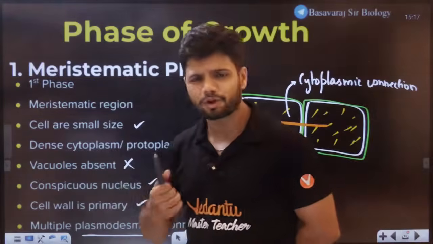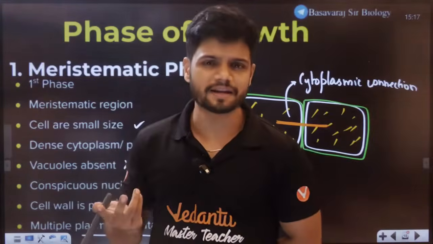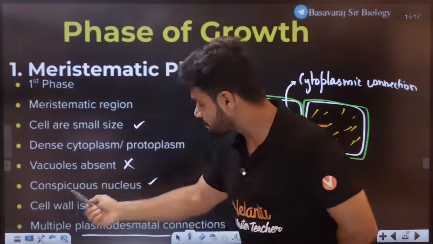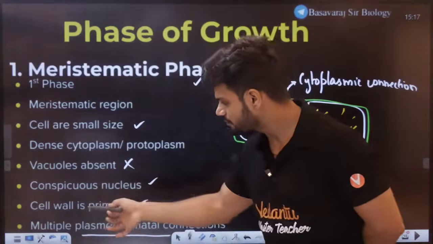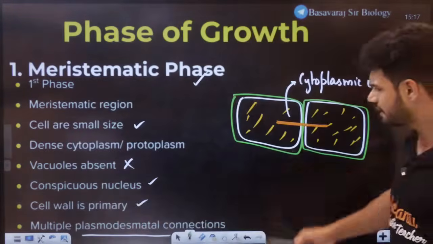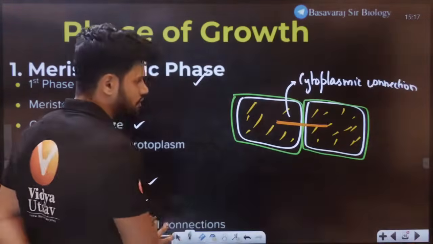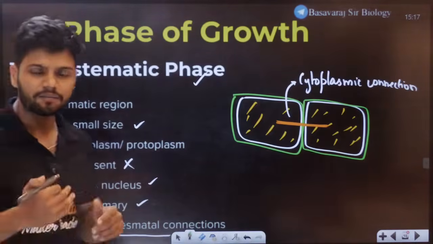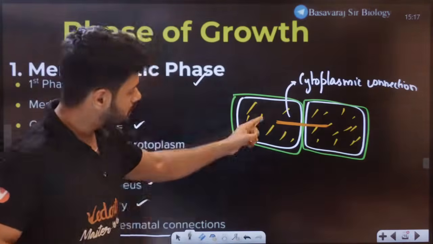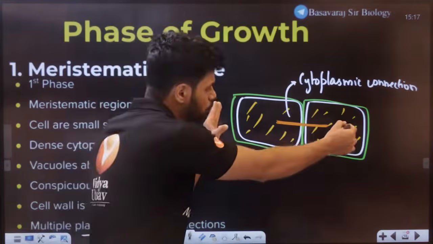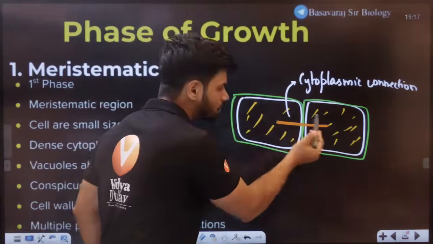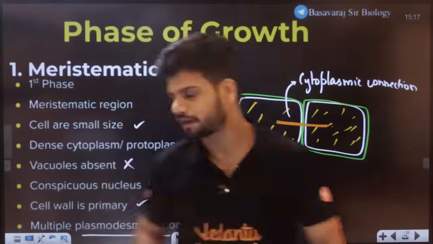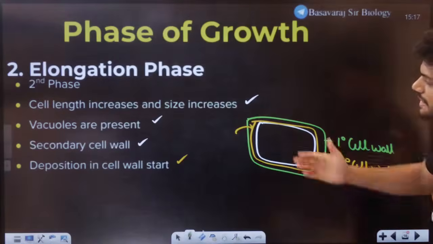Obviously, this cell तो अभी अभी बना है ना, it's just dividing, it's just growing. So यहाँ पर vacuoles की जरूरत क्या है ना? There is conspicuous nucleus, cell wall is primary, and we can find the plasmodesmal connection. What is plasmodesmal connection, students? Plasmodesmal connections are cytoplasmic connections present between two different cells. इसका cytoplasm और इसका cytoplasm both are connected here. Done, students. Now, this is called as elongation phase.